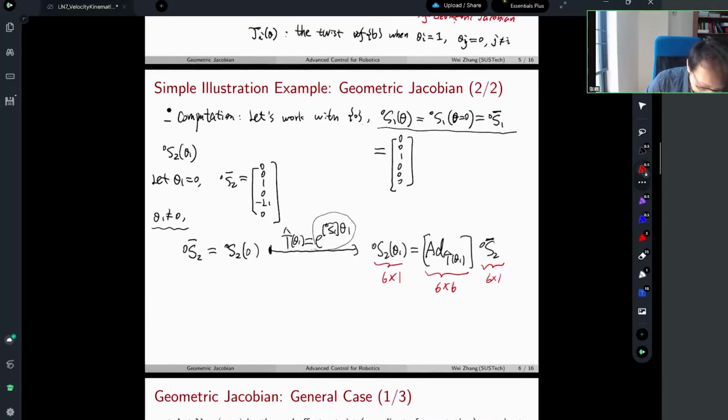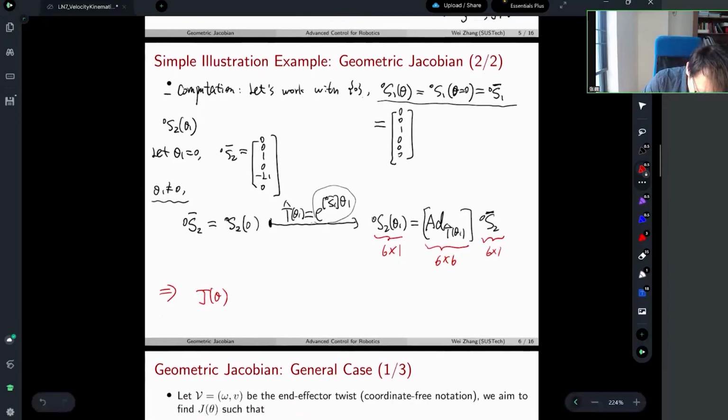Now numerically, J of theta is the geometric Jacobian. When I write it like this, it's coordinate free. I didn't say which coordinate frame I want to express or write down the values of this Jacobian in. If I say 0, that means I want to express this in the 0 or inertial frame. If I pick a frame, then I can have coordinates, I can have values.